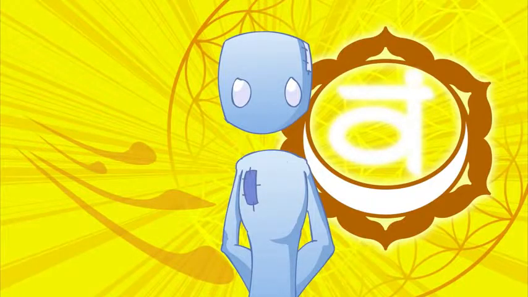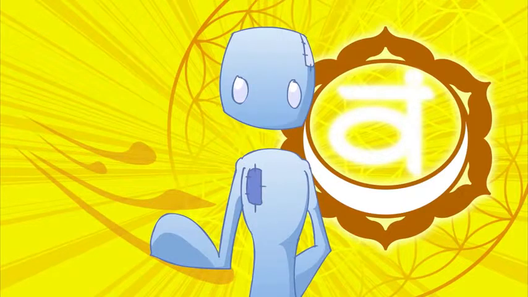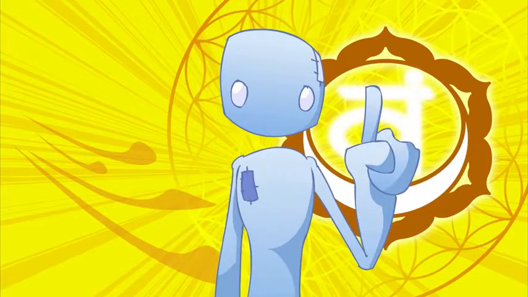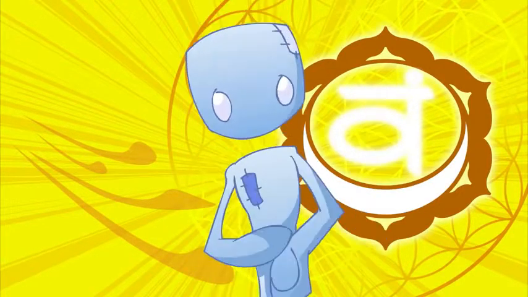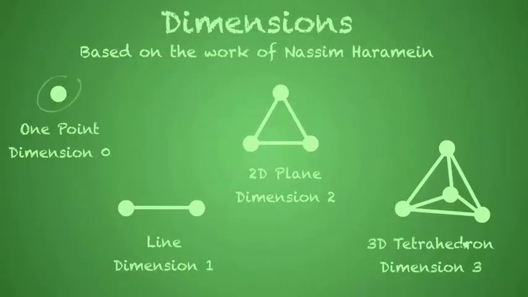Each of these numbers relate to our dimensions as well. Dimensions and densities are very interconnected, although they are not the same. Dimensions go like this. One is one dot. That's unity, or dimension zero. Then two is a line. That's duality. Three dots is a triangle, so you get a flat plane, a two-dimensional shape. Four dots is a tetrahedron, giving you depth, bringing you to the third dimension.